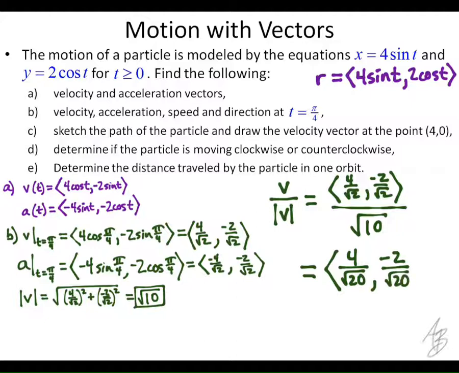Now I don't like those square root of 20s there. We should be able to simplify that. Square root of 20 is 2 square root of 5, right? So this is going to equal 2 over the square root of 5 and negative 1 over the square root of 5. Yeah?